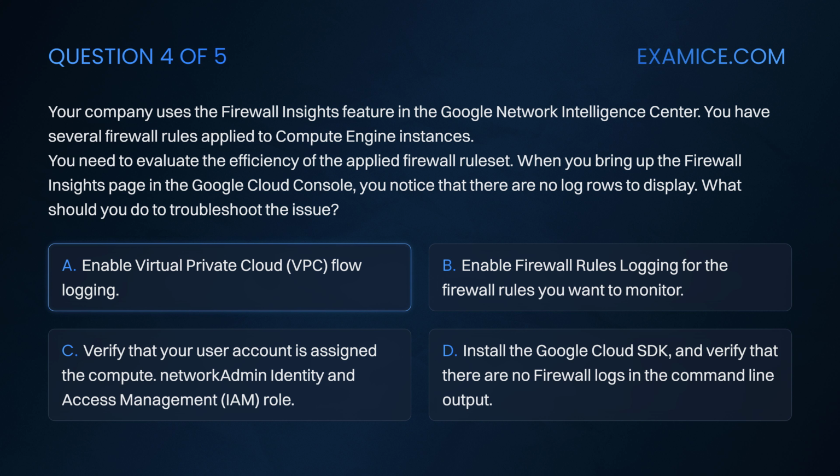Option A, enable virtual private cloud flow logging. Option B, enable firewall rules logging for the firewall rules you want to monitor. Option C, verify that your user account is assigned the Compute Network Admin Identity and Access Management role. Option D, install the Google Cloud SDK and verify that there are no firewall logs in the command line output.